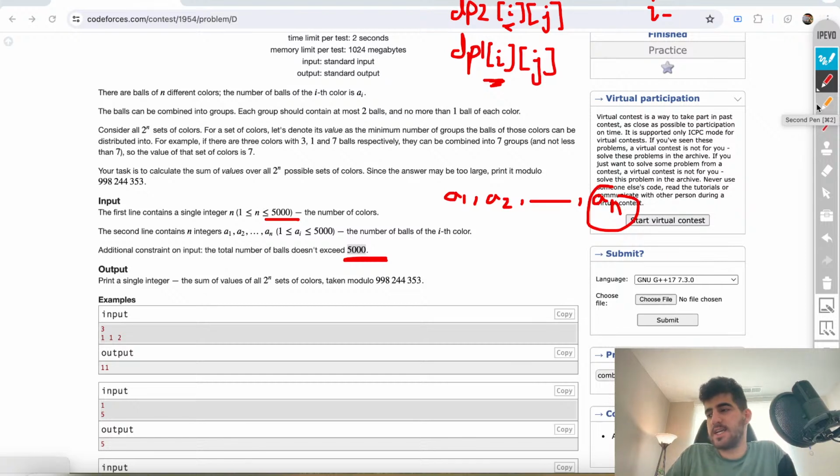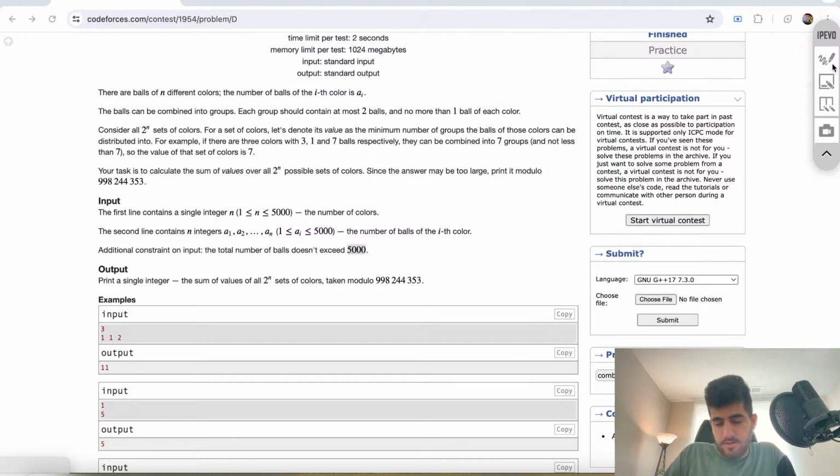So that was the main idea for problem D. If you are completely okay with that, we can move on to problem E. Otherwise, we can talk more about this one.